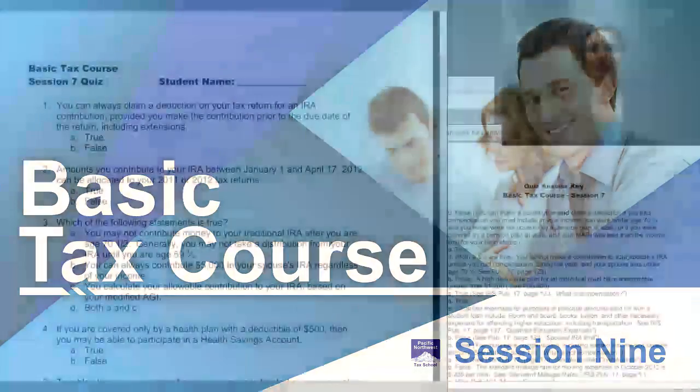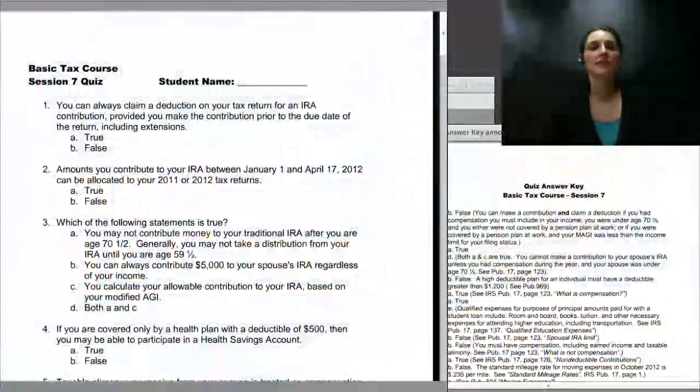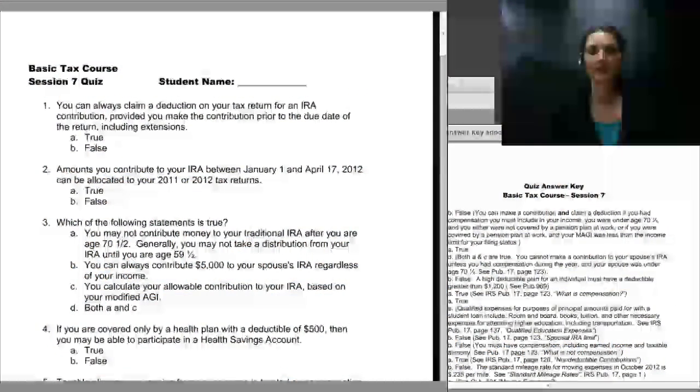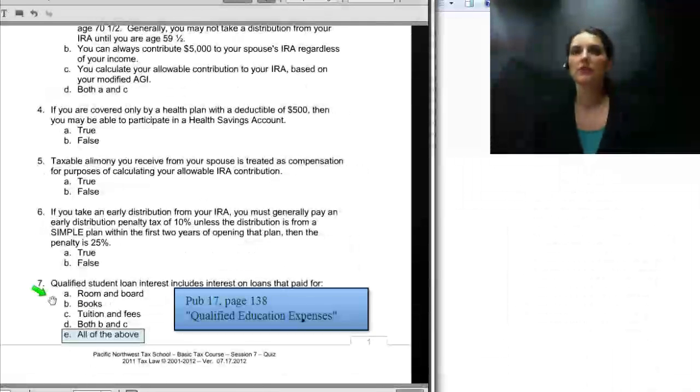We're going to begin Session 9 with a review of the Session 7 quiz answer key. And the first question we're going to review is question number 7. And this one has stumped students for years. Let's take a look at why.